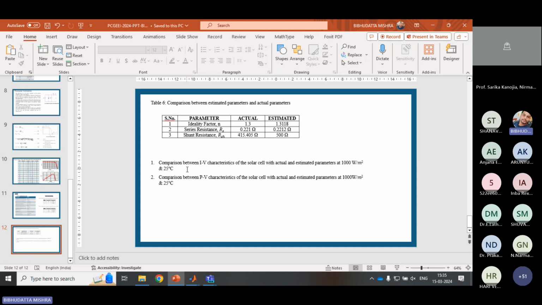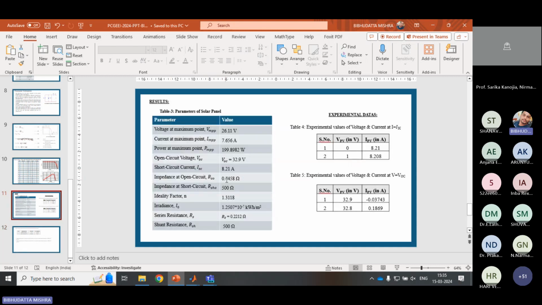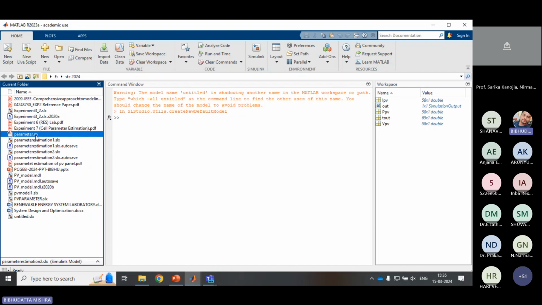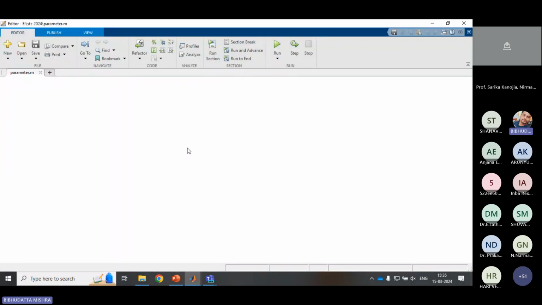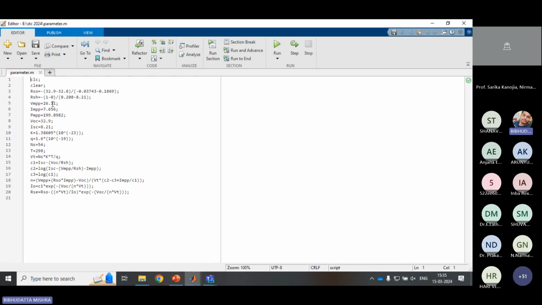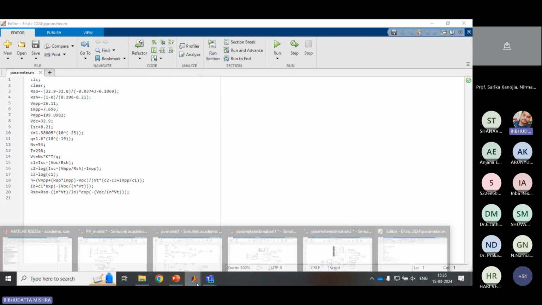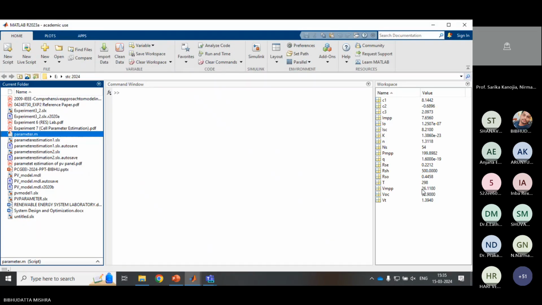Another thing: for calculating these values, we can directly make use of a MATLAB program for parameter calculation, taking all these formulas like RSS naught, RS, VMPP is given, all these things. So this MATLAB program can yield the values, like here: RS equal to 0.2212, RS naught equal to 0.4458, RS equal to 0.2212, like this.